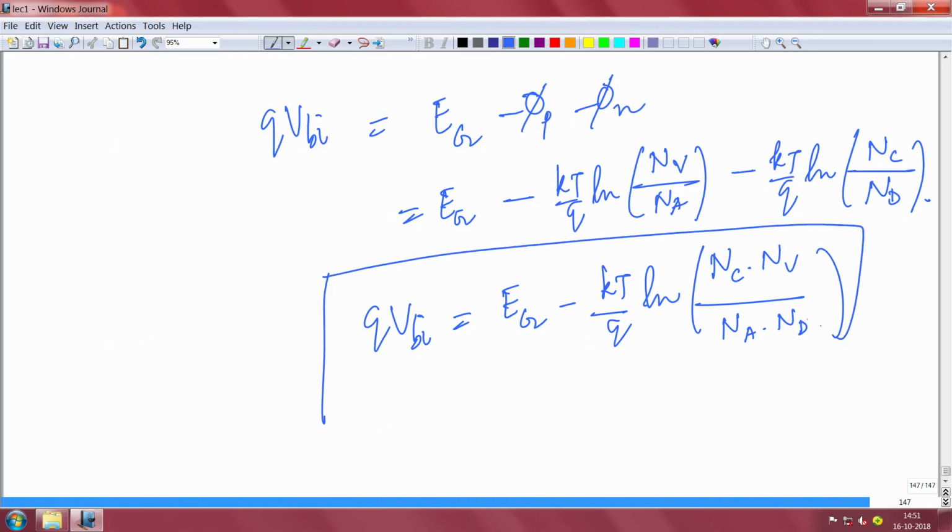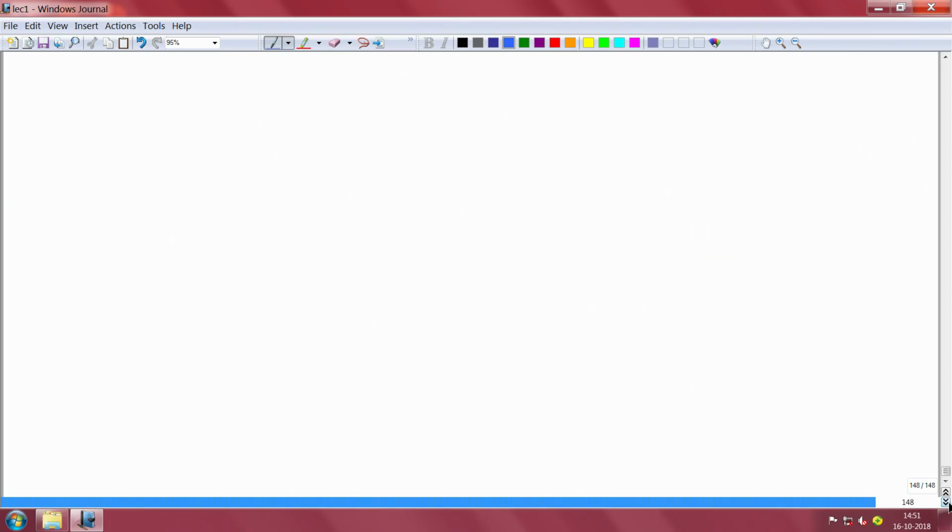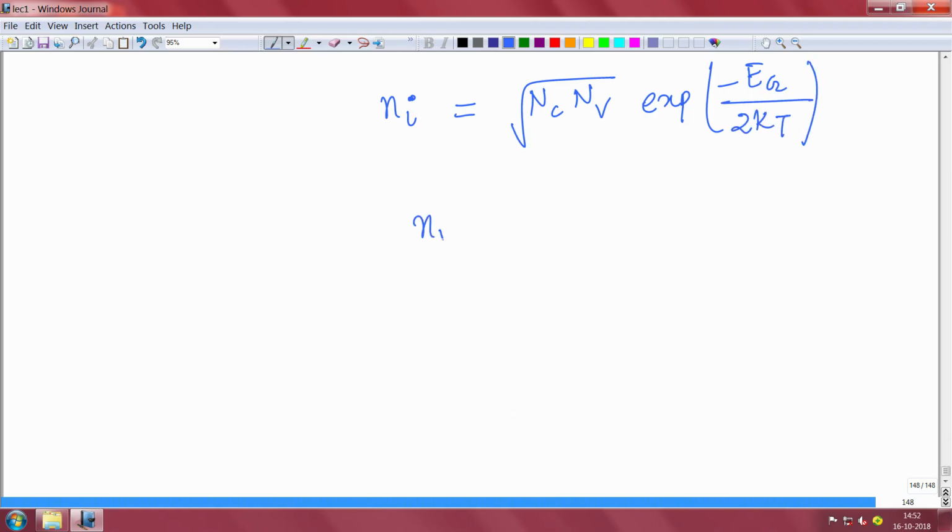Can we simplify it further? We can actually simplify it further. I'll tell you how. You remember the intrinsic carrier concentration of a semiconductor Ni is given by square root of Nc Nv times exponential of minus band gap by 2 kT. So if I take a square here, Ni square becomes Nc Nv exponential of minus Eg by kT.